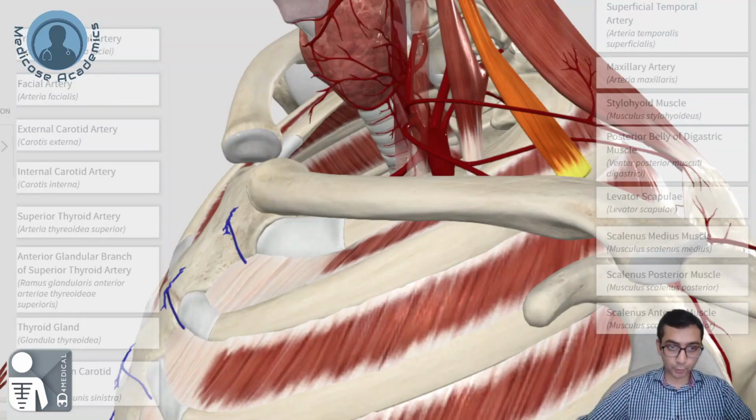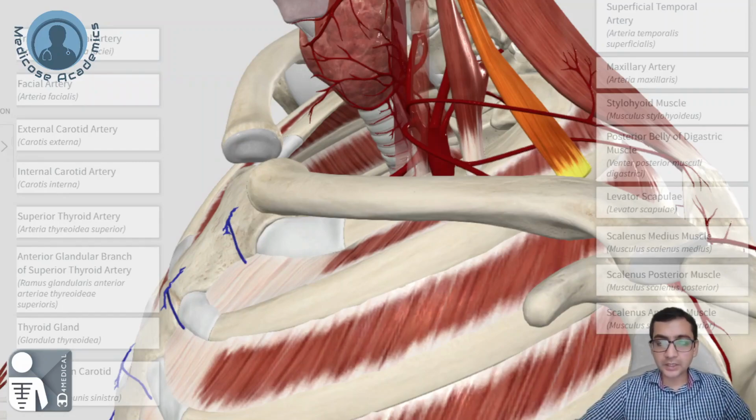The transverse cervical, as it goes to the back, usually divides into two branches. It has a superficial branch and a deep branch. The deep branch is the one which forms the dorsal scapular artery. Please forgive my writing. And this one goes to the back of the scapula.